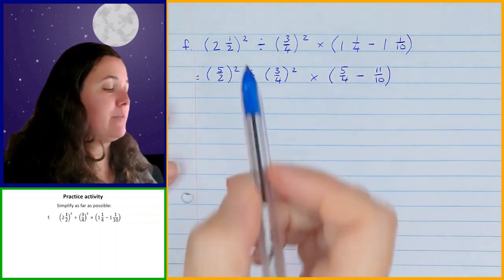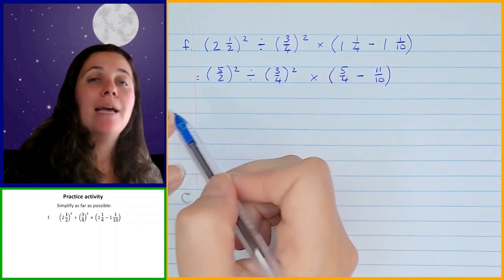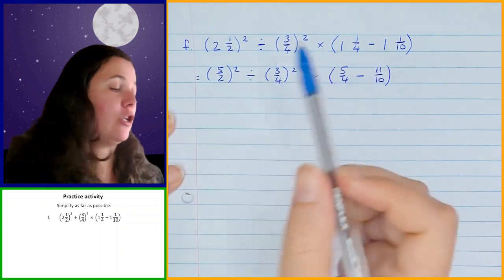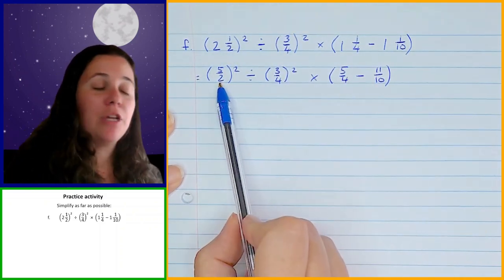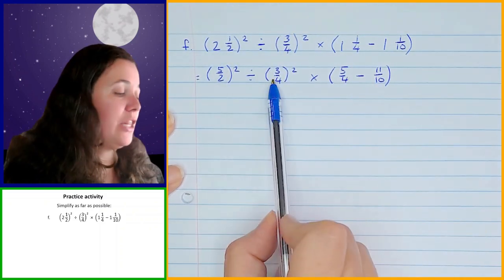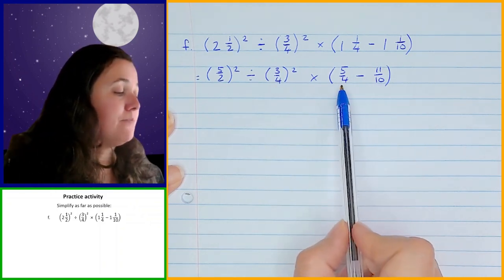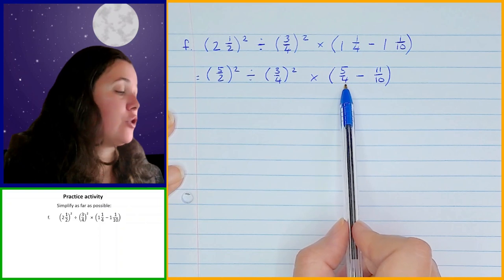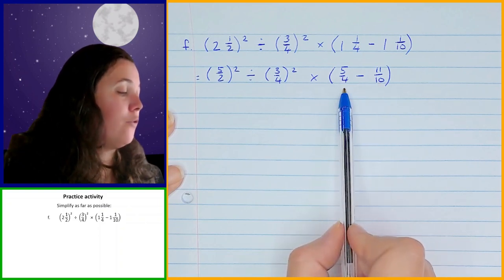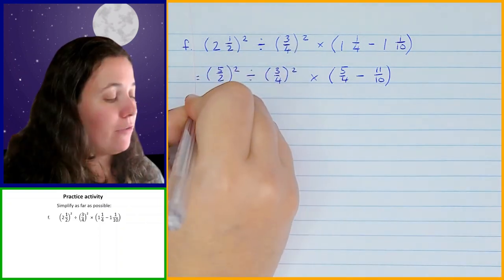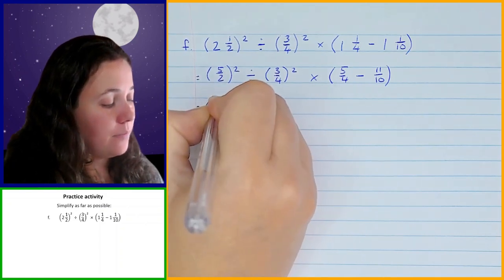Now I can go on to BEDMAS. BEDMAS says that the next thing I must do is anything that's inside brackets that needs to be calculated. There's nothing inside these brackets that needs to be calculated. But inside these brackets, I have got some fractions that are being subtracted. So I need to simplify that. So I've got 5 over 4 minus 11 over 10. Everything else is going to stay as it is for now.